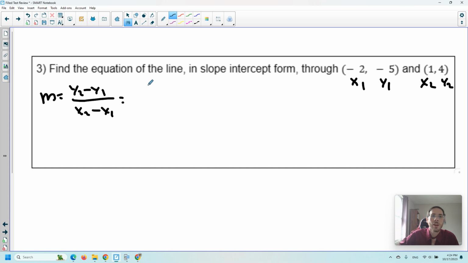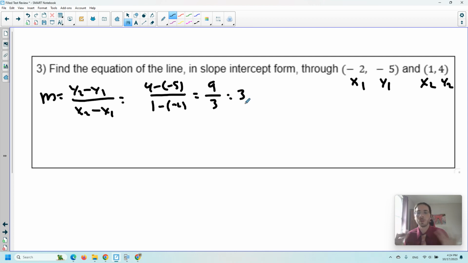So if we plug them in, we've got 4 minus -5. So y2 minus y1. And x2 minus x1 is 1 minus -2. So 4 minus -5 is 9. 1 minus -2 is 3. I'm going to simplify that to 3. You don't have to, but it just makes sense to simplify it to 3.